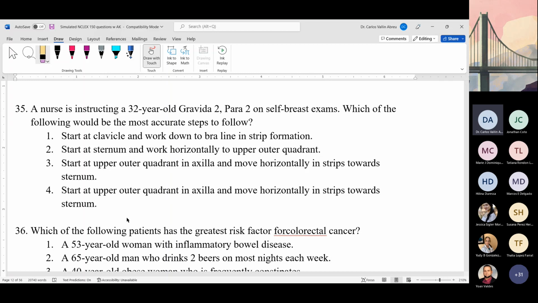This looks like a puzzle. Okay, 3 and 4 are the same. It's repeated. It's the same, yes. Let me find something more frequently tested. What is the quadrant in which breast cancer is most frequently found?